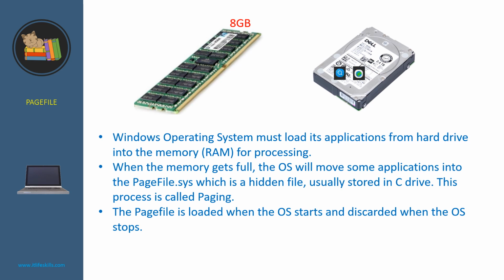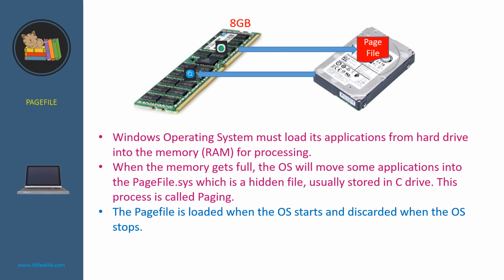Let's talk about page file. As you may know, Windows operating system must load its applications from hard drive into the memory or RAM for processing. When the memory gets full, the OS will move some application into the pagefile.sys, which is a hidden file usually stored in C drive. This process is called paging. The page file is loaded when the OS starts and discarded when the OS stops.